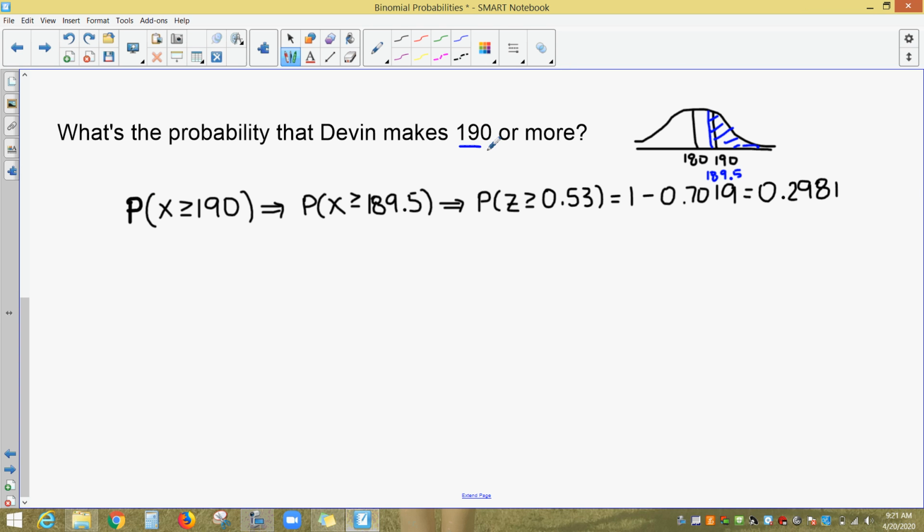Probability that Devin makes 190 or more means greater than or equal to 190. So if I want the area on the right side of 190, I have to make that area half a unit bigger, which takes me down to 189.5. Then we convert 189.5 into a z-score and get z equals 0.53. If I want the area on the right side of 0.53, I have to subtract that area from 1. And we find out that he's got about a 30% chance of making 190 or more of his 200 free throws.